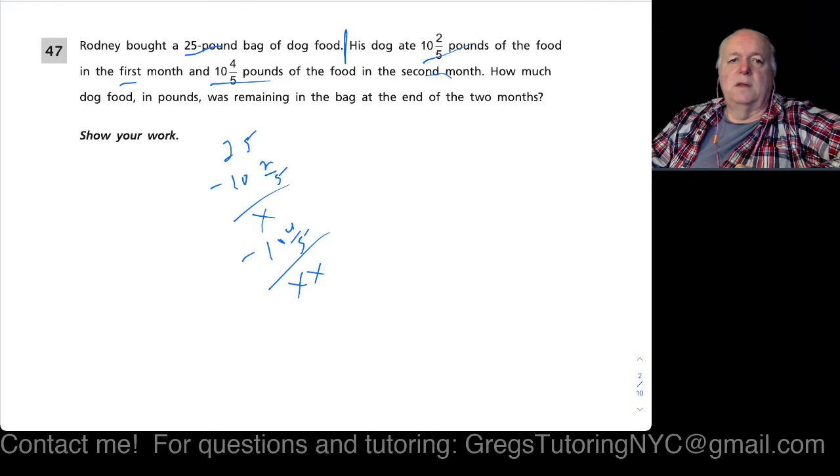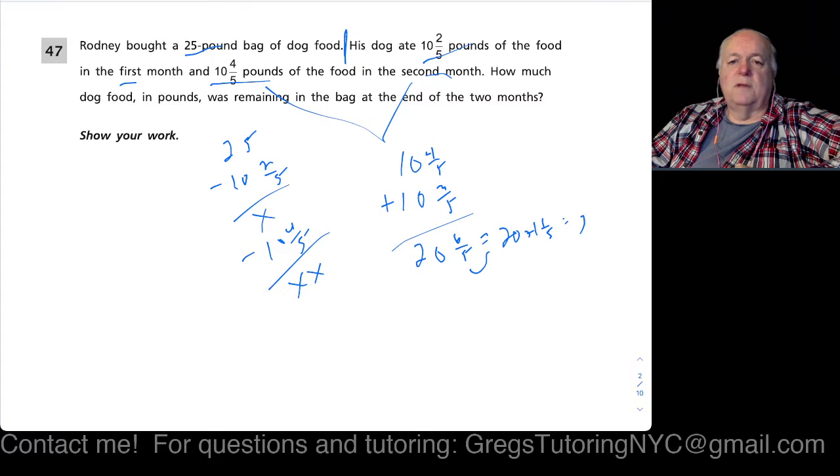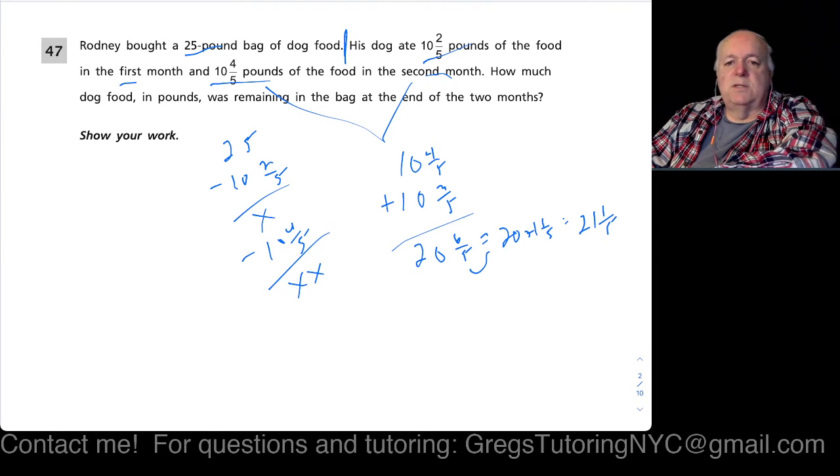The other thing we can do is add the two of these, so we have 10 4/5 plus 10 2/5. That means the dog ate 20 6/5, and this part here is top heavy. So this maps into 20, and the other is 1 1/5. If we add those, we get 21 1/5. So that's how much the dog ate.